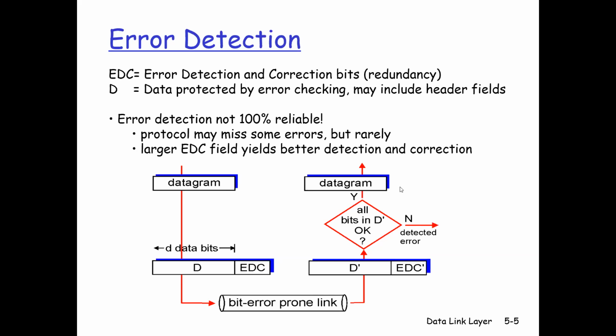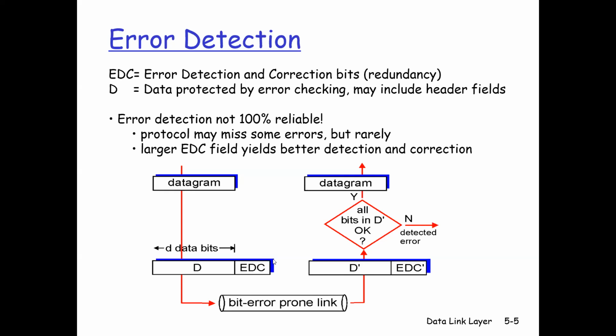The first thing we want to talk about is error correction and error detection. So EDC, error detection and correction, the key idea is that you have a datagram which has D bits. You add some extra bits, error detection and correction bits, to your datagram, and you send that across a bit error prone link. So what is received over here is not exactly the same as what was transmitted. If there are errors over here, you will get a D prime and an EDC prime. Now you know how you have calculated the EDC bits, okay?